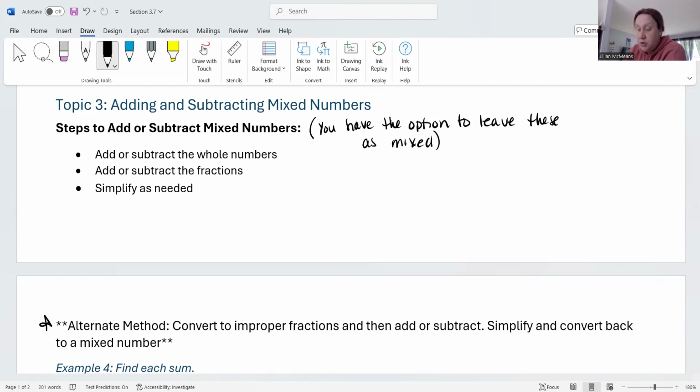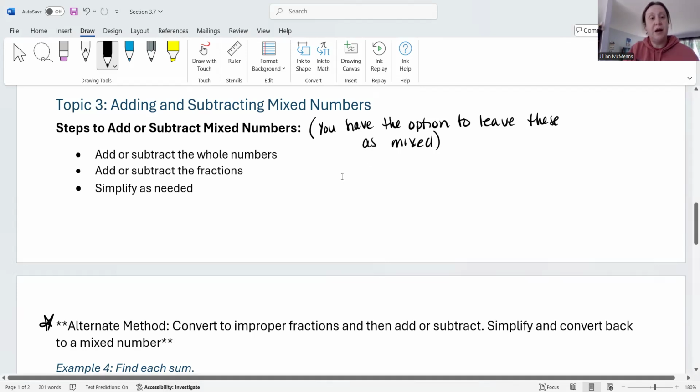Now, the alternate method is to convert these to improper fractions and then do the adding or subtracting. And if you prefer that method, go for it. Okay, so this method can be easier depending on the mixed numbers. The issue with this method is if you get large mixed numbers, where the whole number is big or the numerators are big, and the denominators are different, by the time you find an LCD and then find equivalent forms of the fractions, you can get these massive numerators that are kind of hard to simplify. So that's why I tend to do the method where I leave them as mixed numbers. It's up to you though, okay?